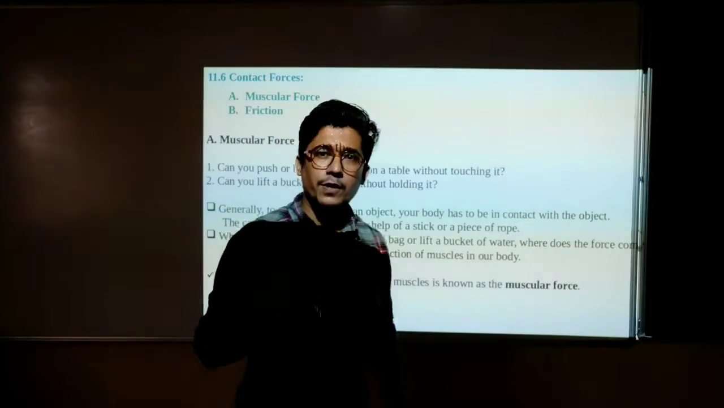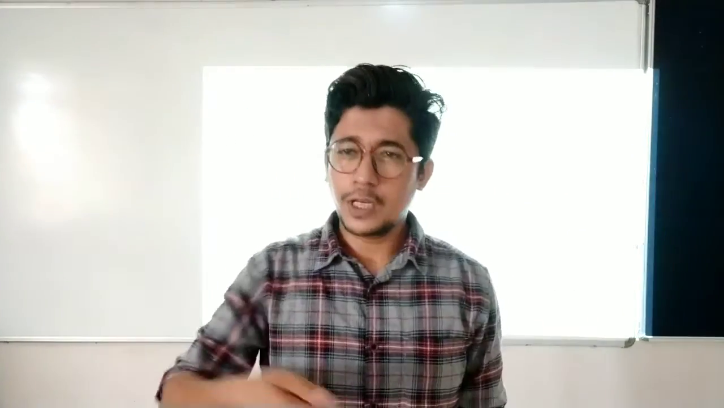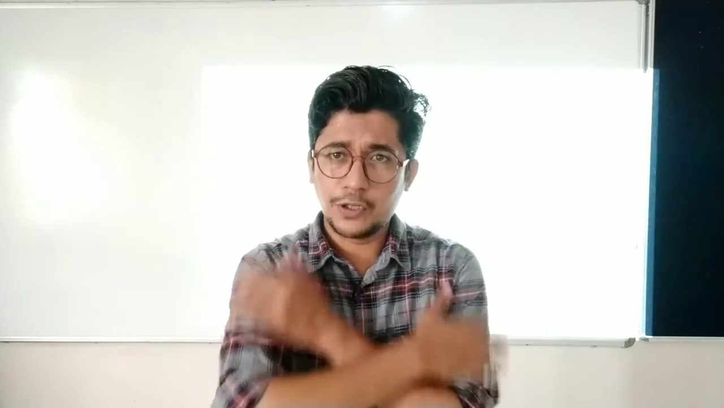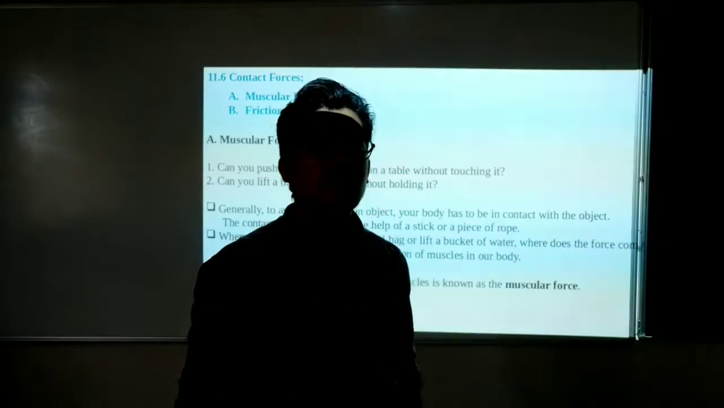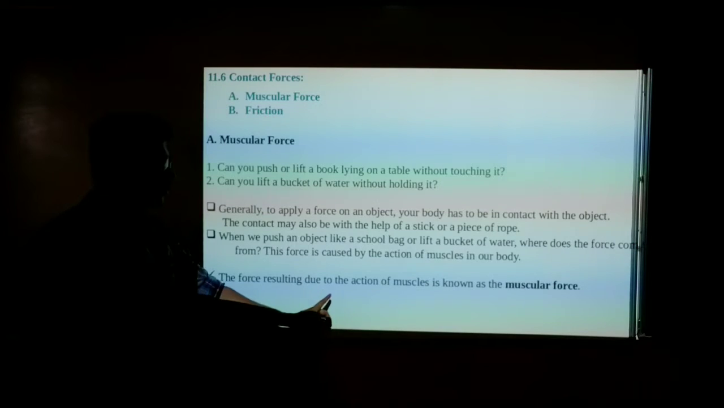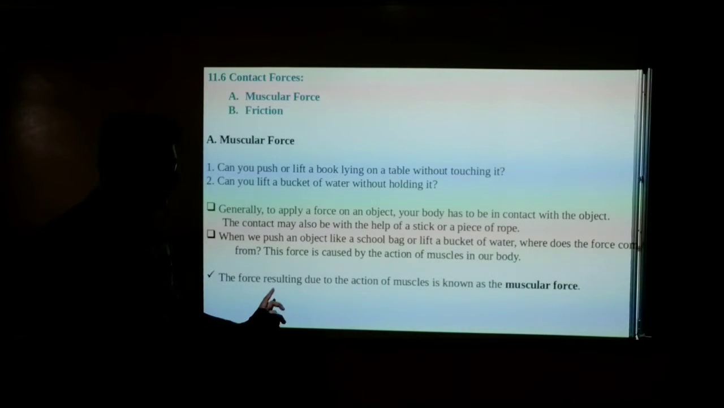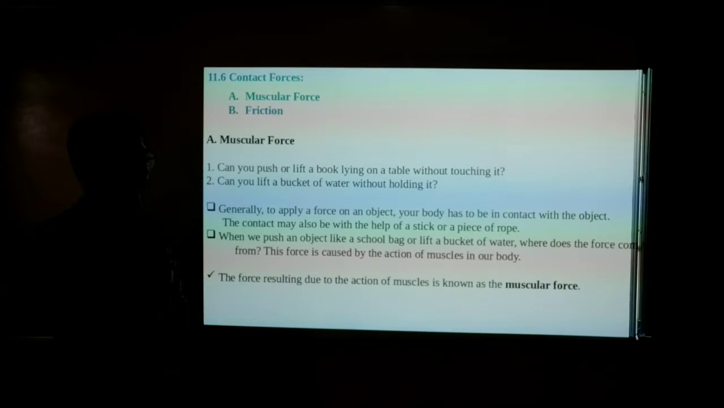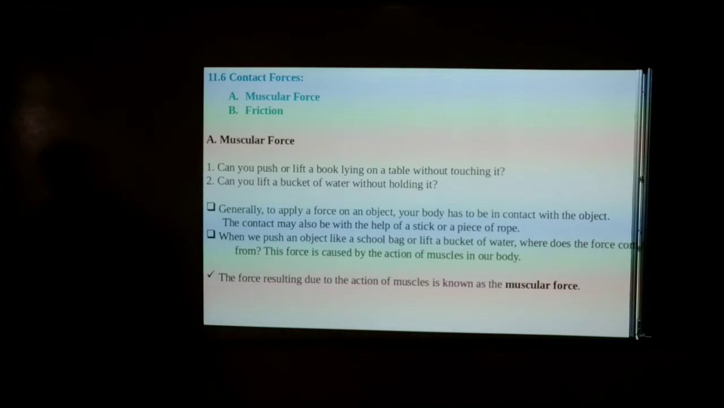So when you are doing some work, when you are hitting something or pulling something, what do you use? You are using your muscles. That force is generated by your body, by means of glucose, as you have studied in biology. Such force, generated by muscles, like wrenching or twisting, comes from your body. The force resulting due to the action of muscles is known as muscular force. Now we will move to the next slide.